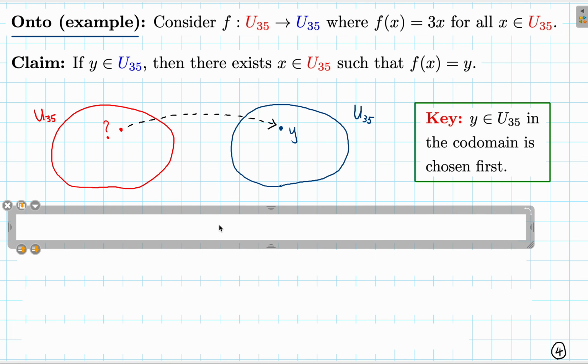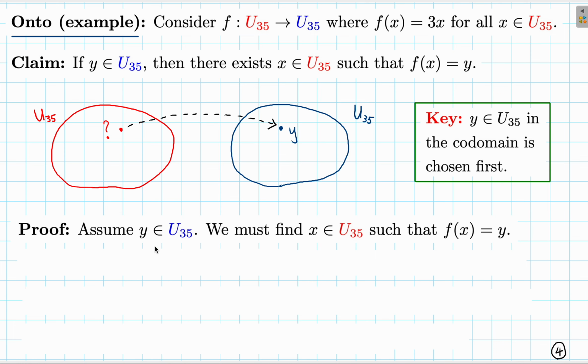So we begin by assuming that an element y is in the codomain. Once again, that's important. We start with an element in the codomain, and then we must find an element x in the domain such that f of x equals y. So what could that x be? Well, we go to the function. The function is f of x equals 3x. In other words, we multiply any input element by 3.